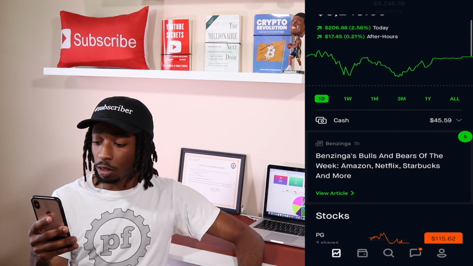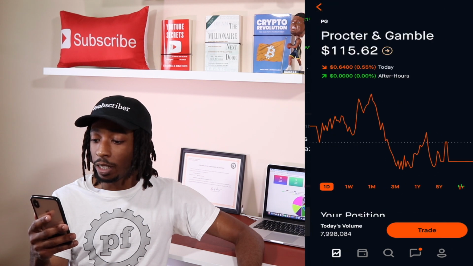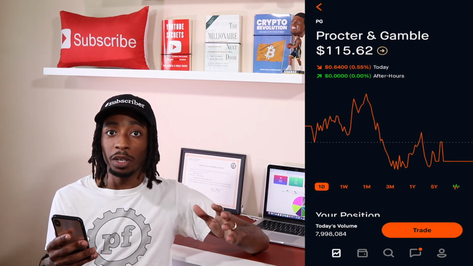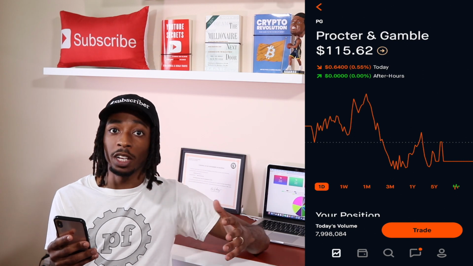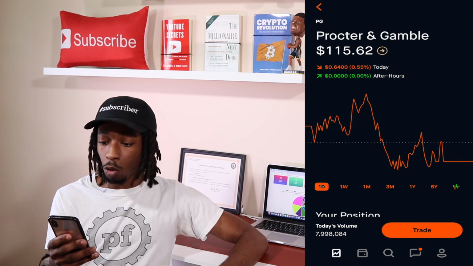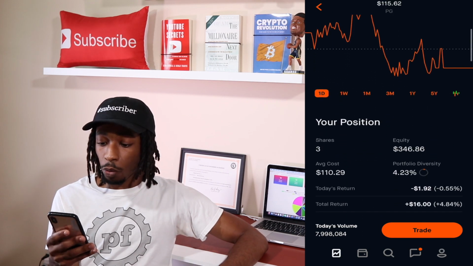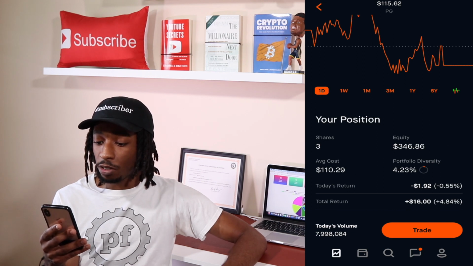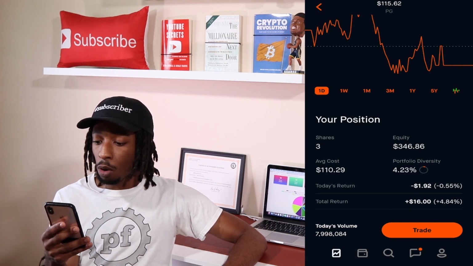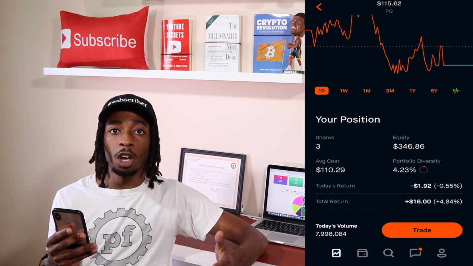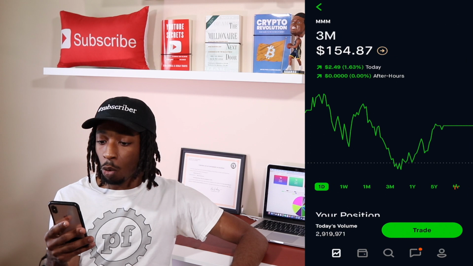And as we scroll down to the first position, it will be Procter & Gamble. Now this is one of my core positions. I don't have that many shares because this price does not drop that often, and I want to add more shares when it's lower than my average cost. So as we move on down, I have a total of 3 shares, average cost of $110.29. My total return, I'm up 4.84%, which is equivalent to $16. So now we're going to go to the next position, which will be 3M.